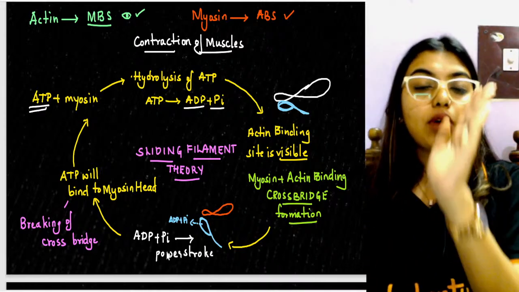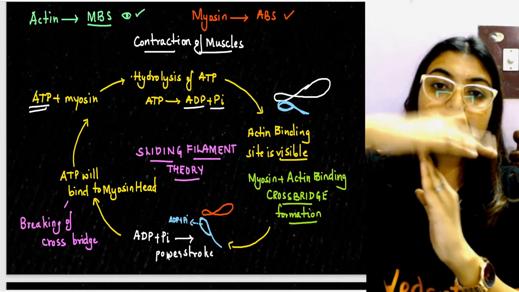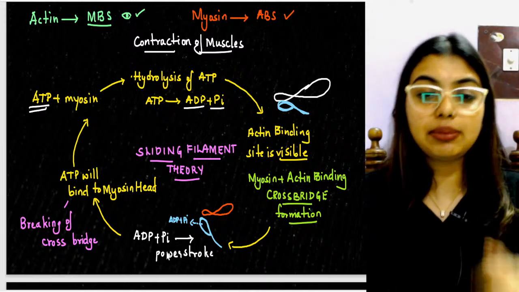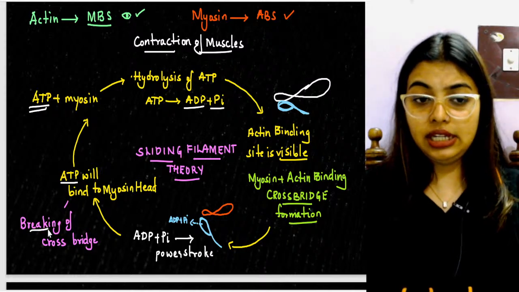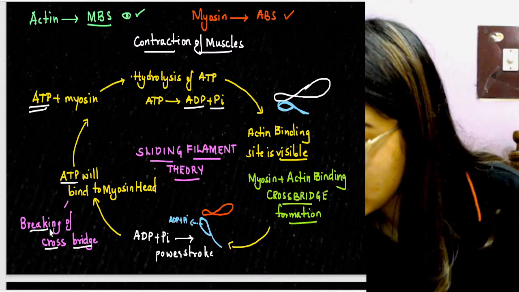Because the power stroke happens, the myosin head will move. When the myosin head moves, the actin attached to it will get separated. In that gap, ATP will come and again bind with the myosin head. This will lead to breaking of the cross bridge.